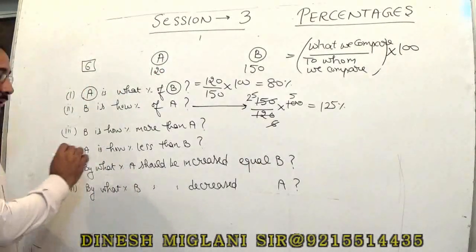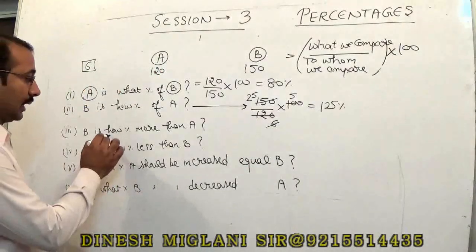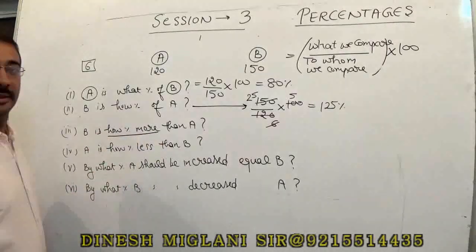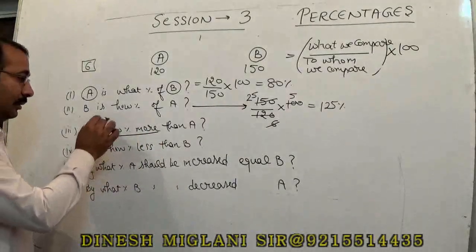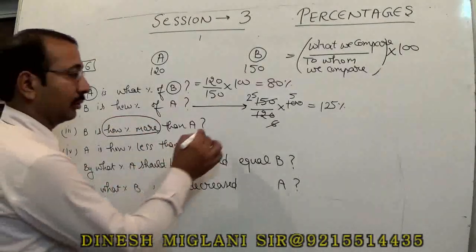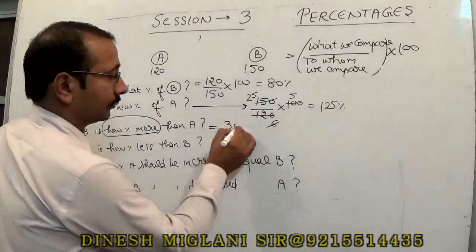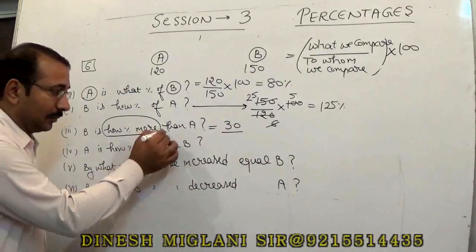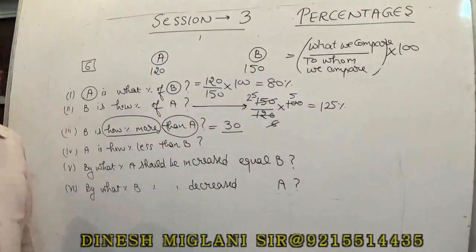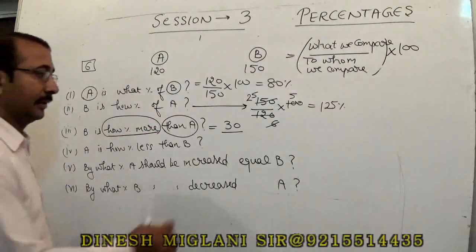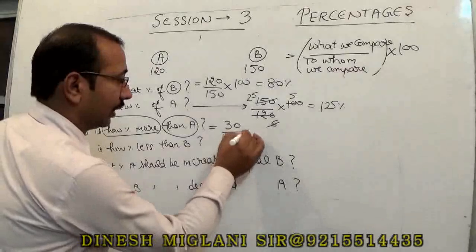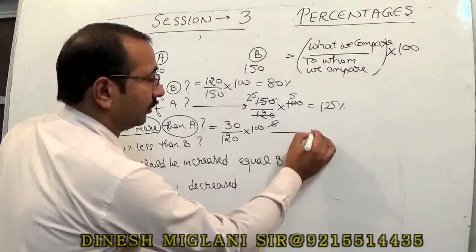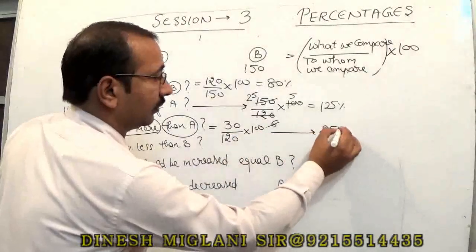After this, the third statement is: B is how much percent more than A. So what do you have to compare? How much is more? 30. Now I have to find to whom I am comparing. I am comparing it with A. It means my denominator must be A. 30 upon 120 into 100. Just find out. Your answer is 25%.